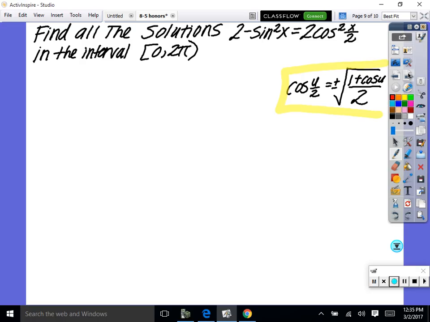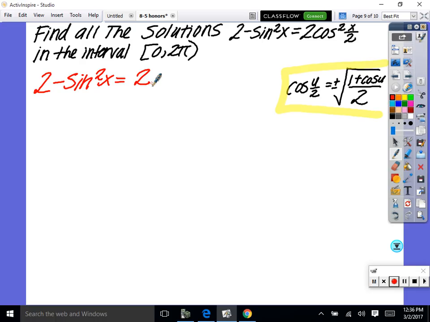So notice, the only reason we have a problem here is because this is x over 2, which is an issue, because it's not just simply x. So you'd say, oh, this is a half angle formula one. So let's rewrite it. 2 minus sine squared x equals 2. And then what is cosine squared of x over 2?